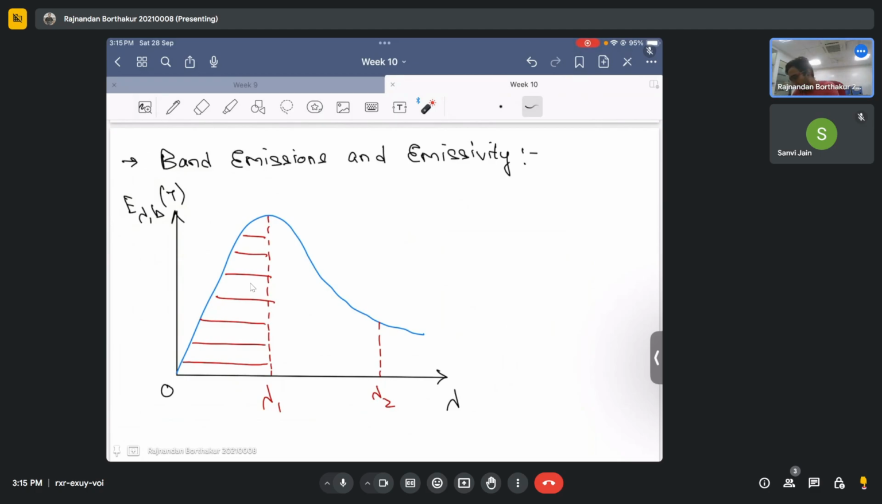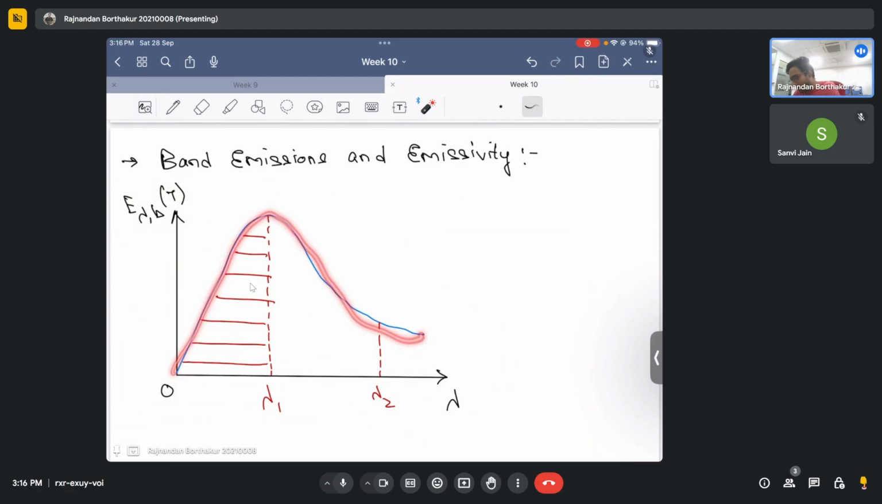In this plot, we have the spectral emissive power of a black body denoted by E lambda B. Of course, it's a function of temperature, and that's why we are writing T here. And on the x-axis, we have plotted the wavelength lambda. There is a natural question that comes to mind: first of all, the emissive power is not constant with respect to wavelength. There is a curve that it follows.